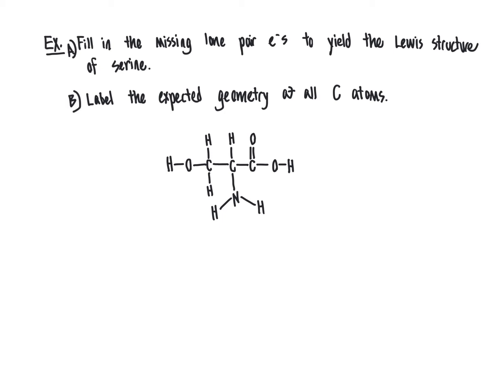Then secondly, we're going to label the expected geometry at all of the carbon atoms, applying VSEPR theory. So let's go ahead and begin with part A here.